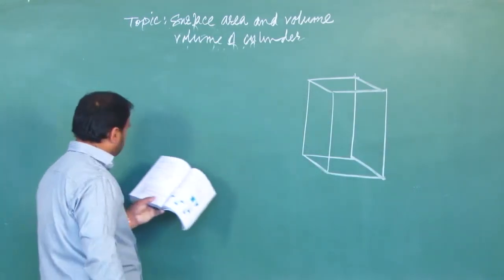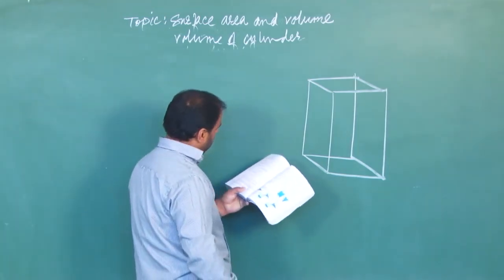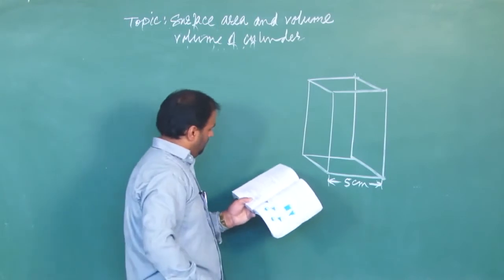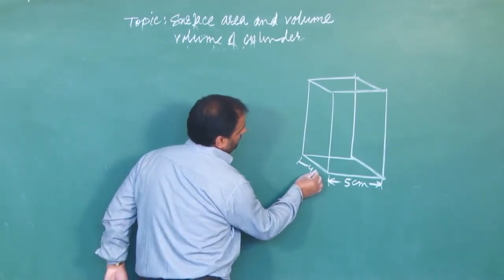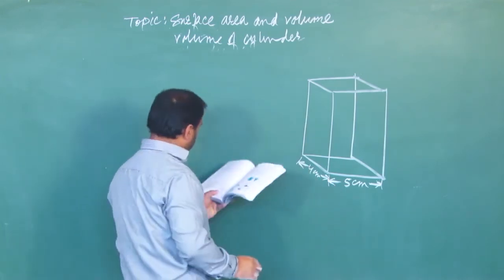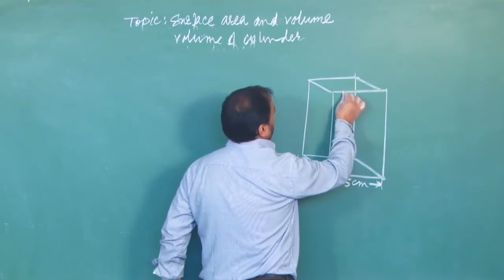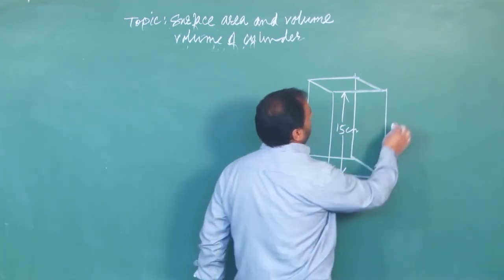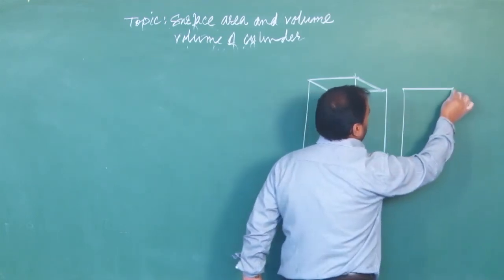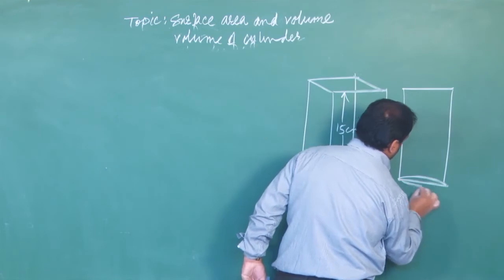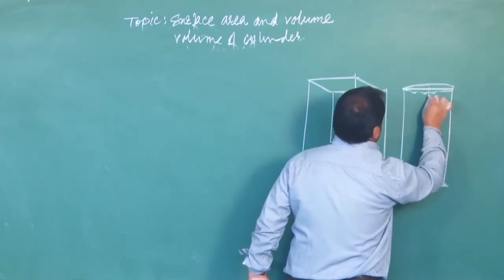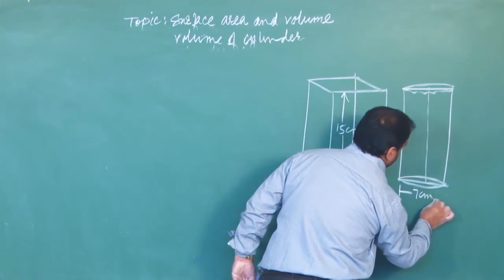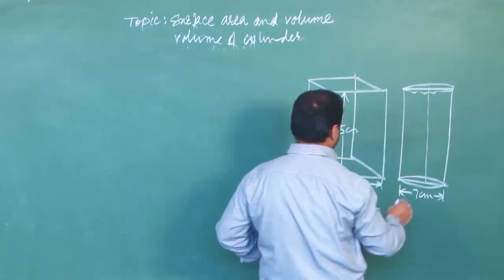The dimensions of that tin can are with length 5 centimeters, with width 4 centimeter, and with its height it is 15 centimeter. And we have another type of cylindrical tin can. This cylindrical tin can has the diameter of 7 centimeters and height 10 centimeter.